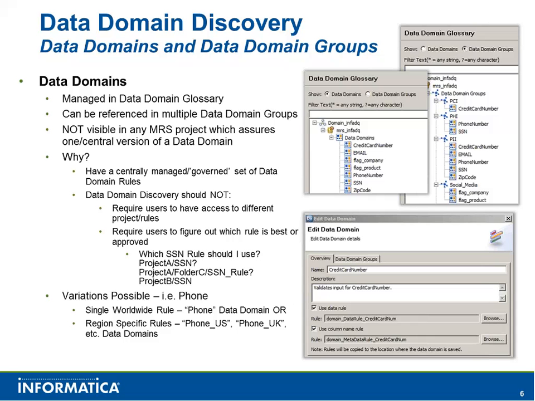The reason we do this is so that we have a centrally managed or governed set of data domain rules. If we have rules where we want to find this sensitive information, we want everyone to be using the same rules. So data domain discovery should not require users to have access to different projects or rules. We shouldn't have users wondering which social security rule or which credit card rule they should use. It should be just a single rule across the domain, so everyone is using the same information to infer meaning within the data.